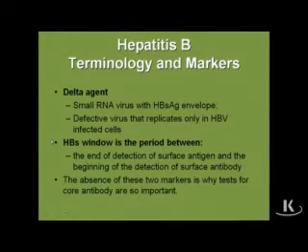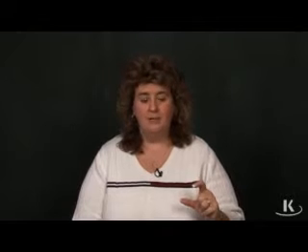Now, the delta agent is hepatitis D. If you're positive for hepatitis D, more than likely in the vignette they're going to have mentioned that the patient is severely ill and most likely is probably not going to make it. Okay? Now, the window period.